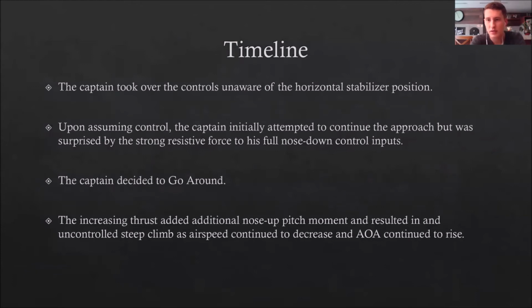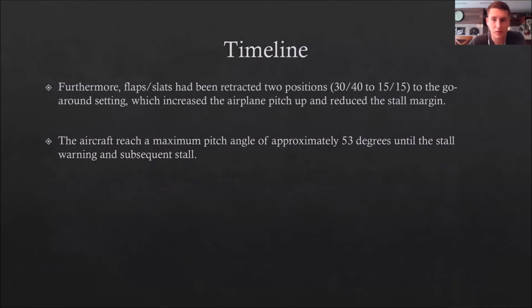The first officer was the pilot flying, but the captain took over controls because of all these problems that were happening. So the captain decided to go around, because they were not established in the landing procedure. They retracted the flaps from 30 degrees to 15 degrees, and this made the angle of attack increase more and more, and the airspeed reduced to a critical number.